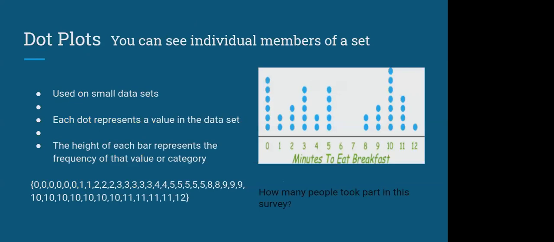Now, let's talk about the different plots, the different graphs that we'll be using. So the first one is dot plots. And with dot plots, you can see individual members of a set. So a dot plot is usually used on small data sets. Each dot represents a value in the data set. And the height of each bar represents the frequency that that value or category exists or is represented.